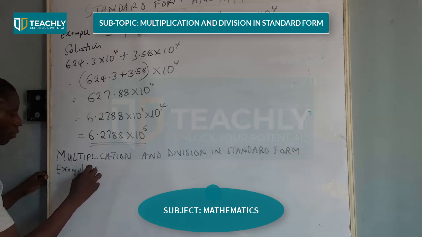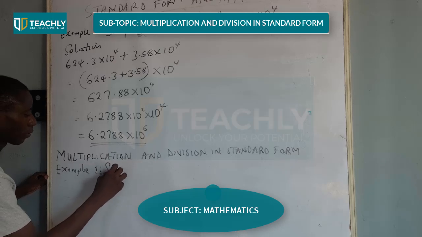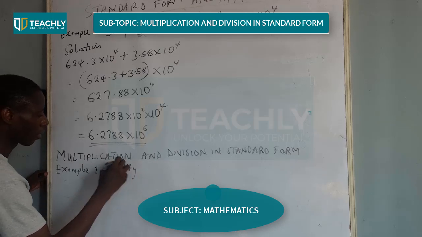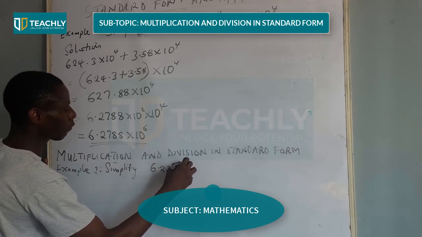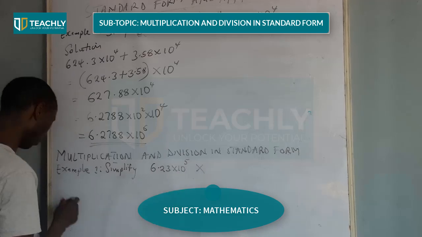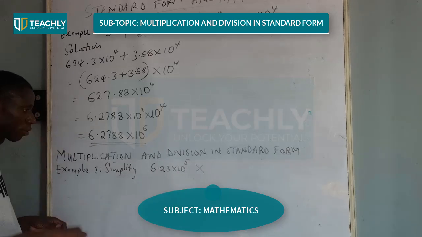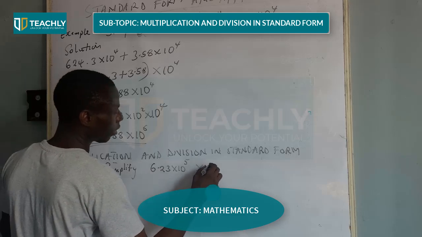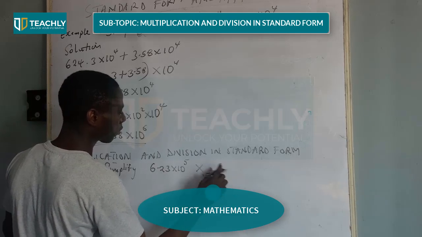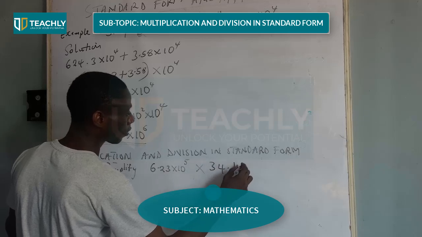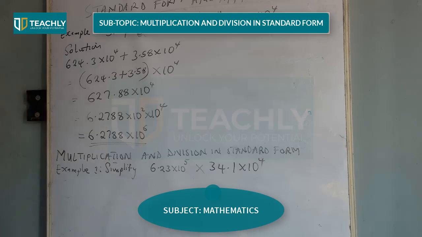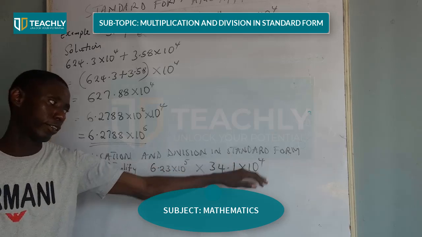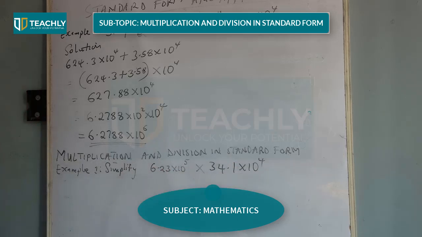Example 1. Simplify 6.23 times 10 power 5 multiplied by 34.1 times 10 power 4. You can see that if you have to simplify this, you have to multiply this and this together, and they are in standard form.